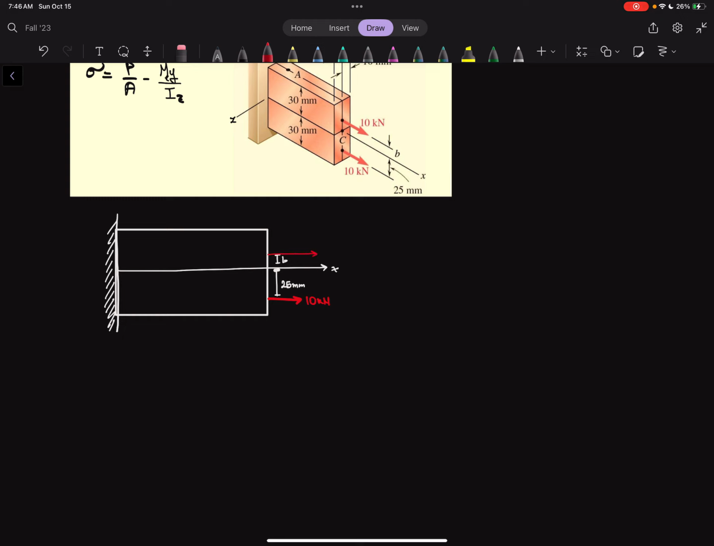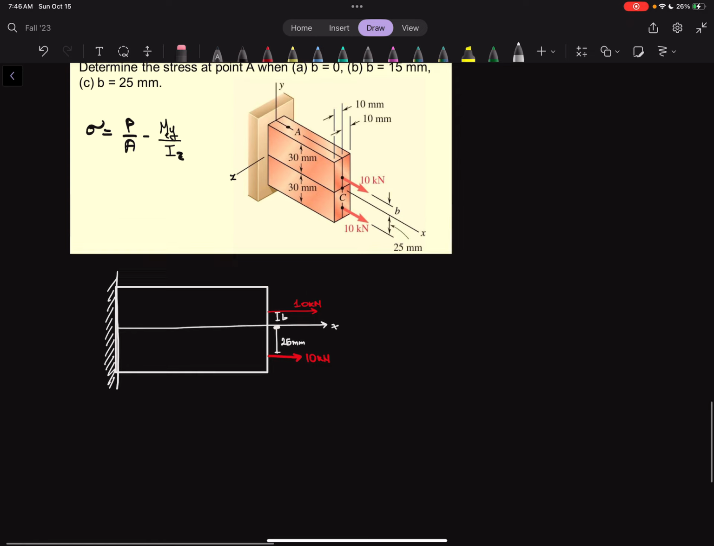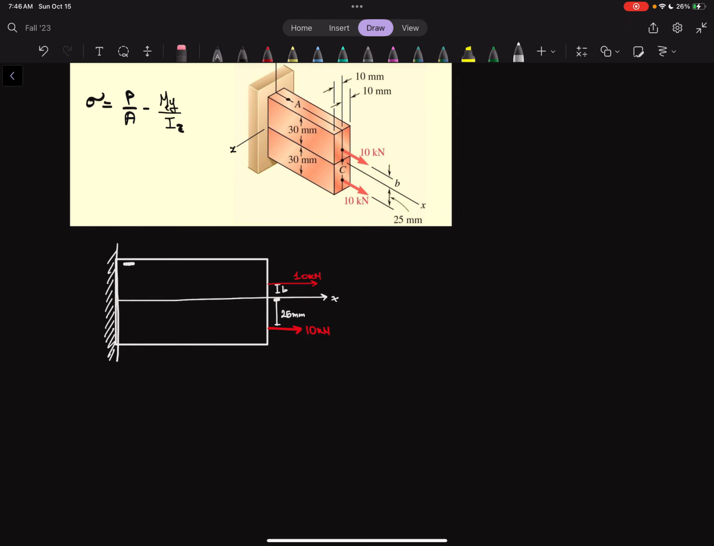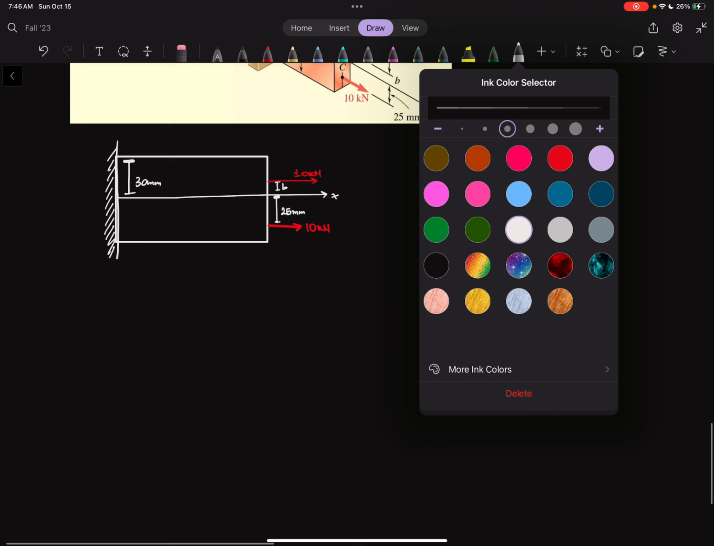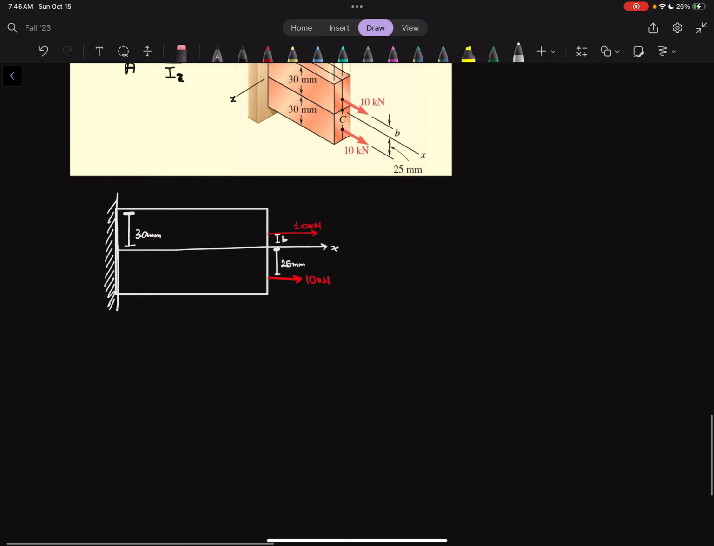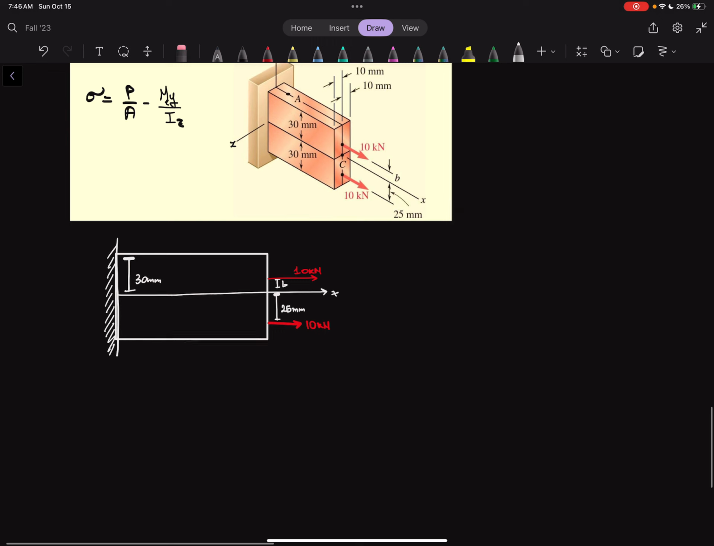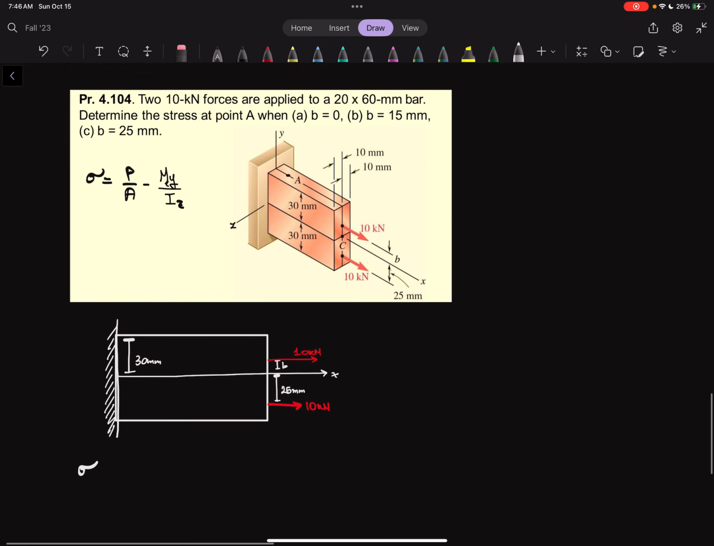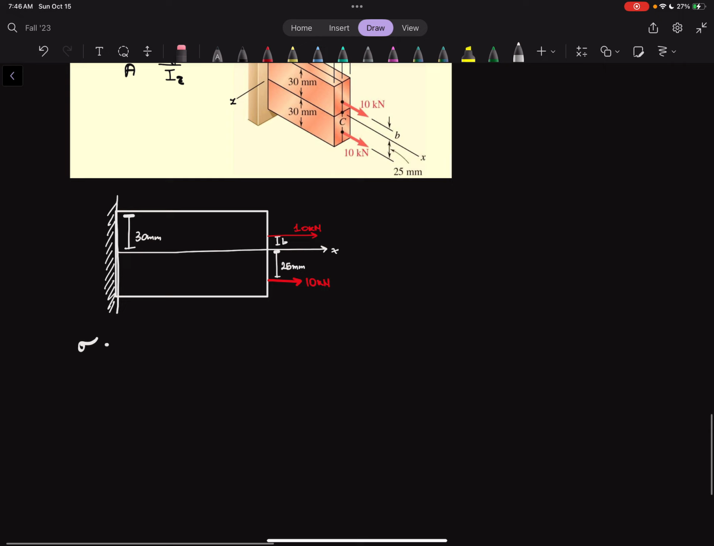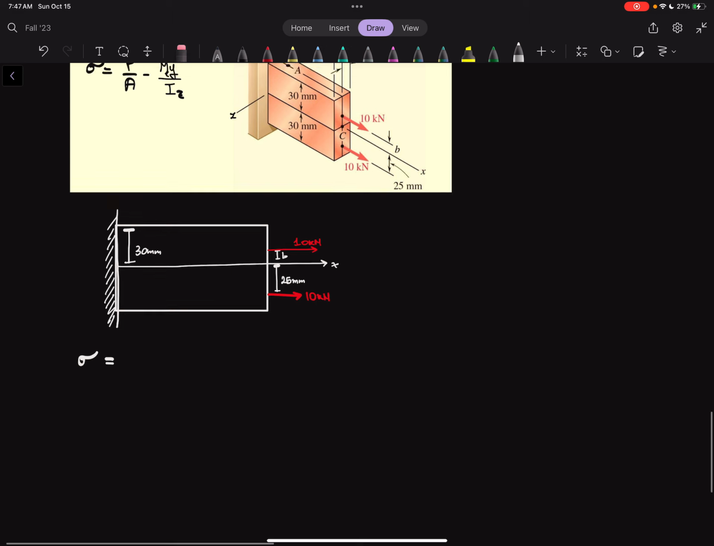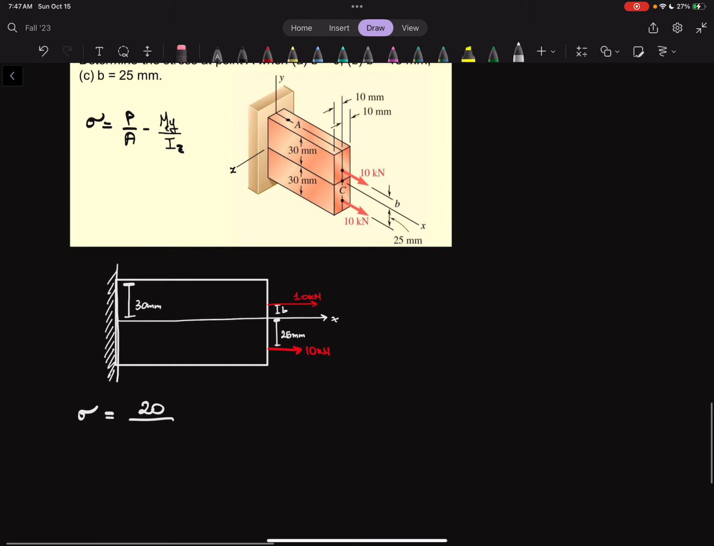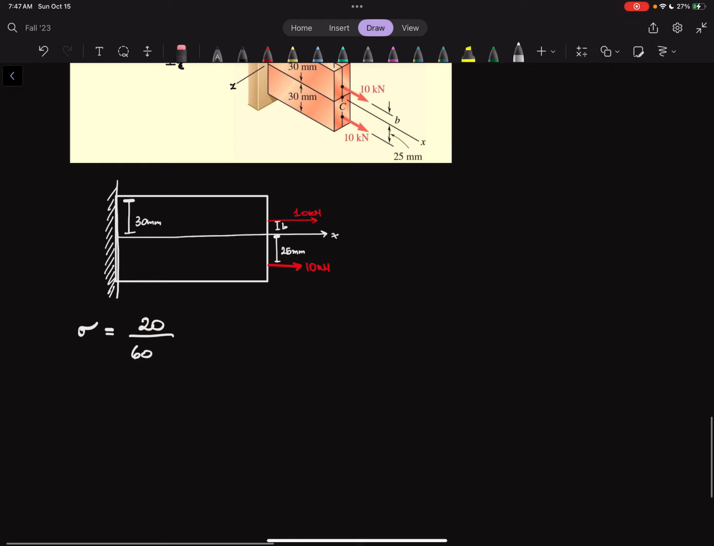So we have a variable position for that. And then, of course, we have our 30 millimeters here. So let's think about the first scenario. When B is equal to 0, we're going to have what? Well, we're going to have an internal load that is 20 divided by the area, which is 60 times 10. You can see that by inspection.